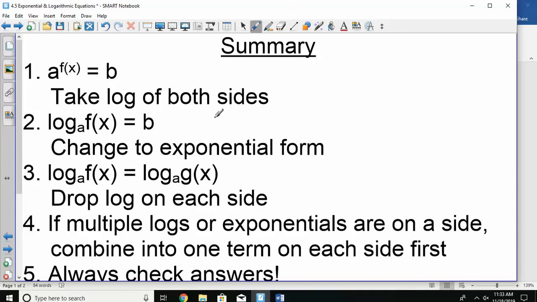So, if you have an exponential where you can't get a common base, the bases are different, that's what we did last week, so we added a log to each side. If you only have a log on one side, you change it to exponential. If you have a log on each side, you drop it. If you ever have more than one logarithm or exponential on a side, you need to combine them first and then do one of those 3 steps. And always check your answers.